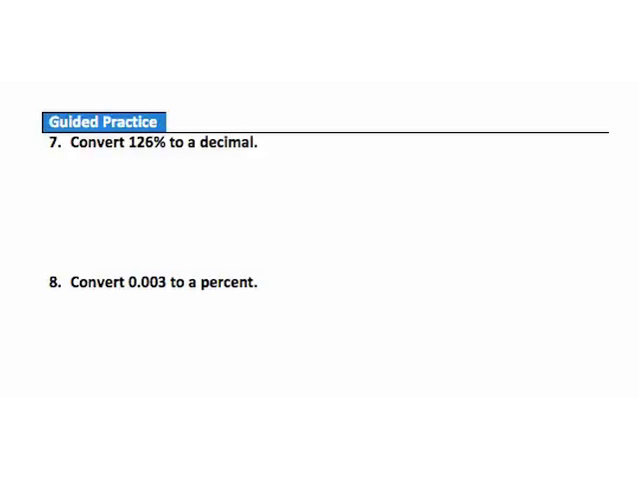Now it's time to check your understanding of converting a percent to a decimal or a decimal to a percent. Hit pause on your video player and answer these guided practice questions. When you're done, hit play to see how you did.